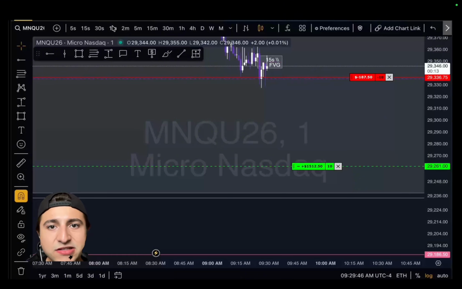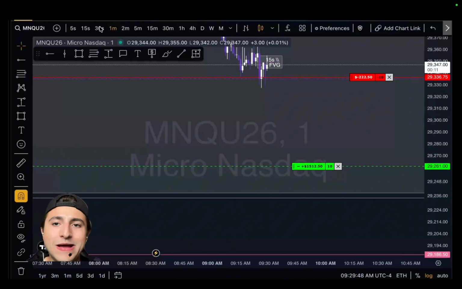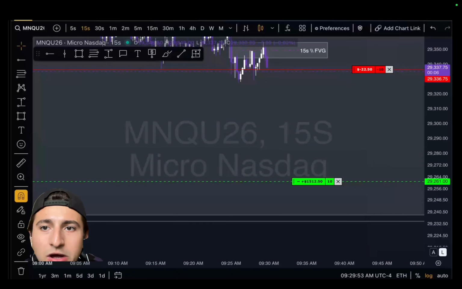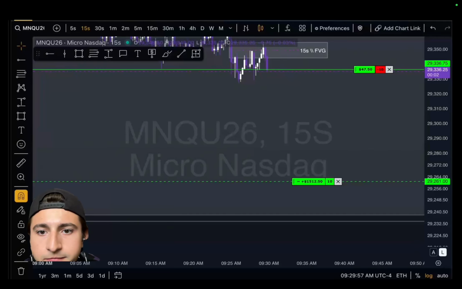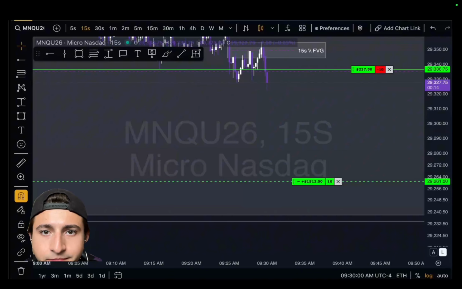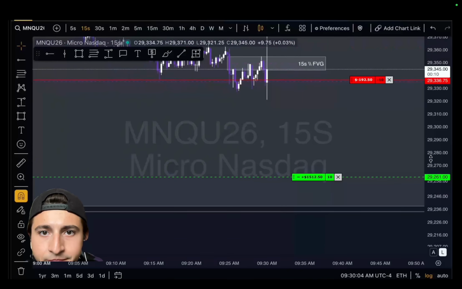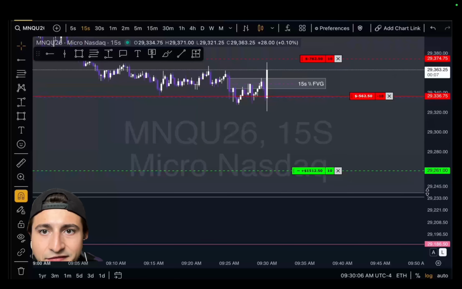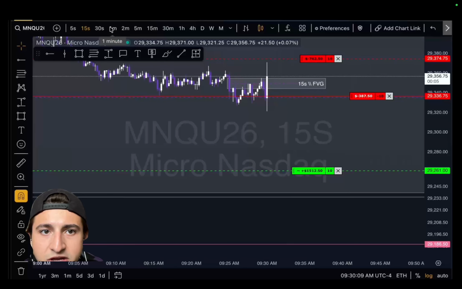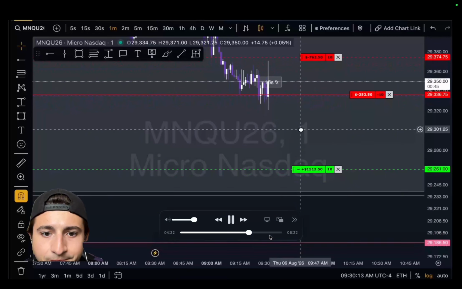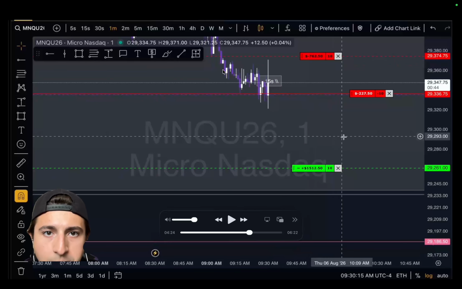And optimally, my biggest thought is I don't want to get wicked out of my position. I don't want to be wicked out and watch the market run to my target. Market open, looking to add, depending on respect of the 15-second here. And as we're sweeping all of that buy side liquidity, I'm watching our 1 minute order block.